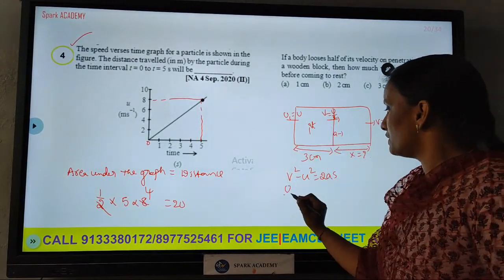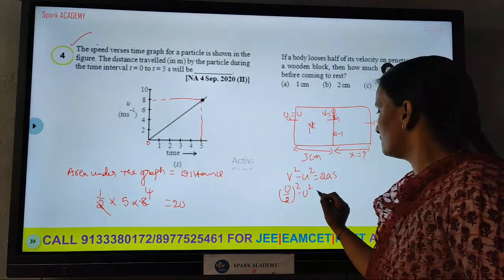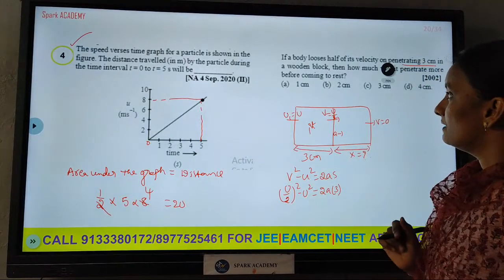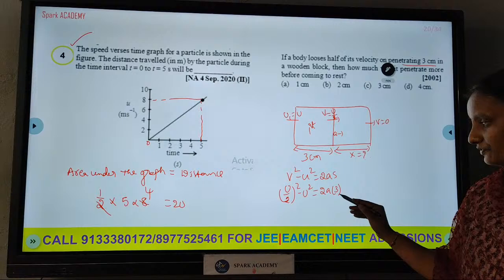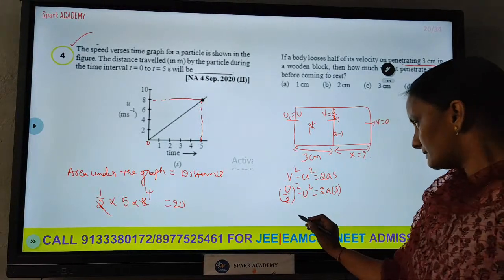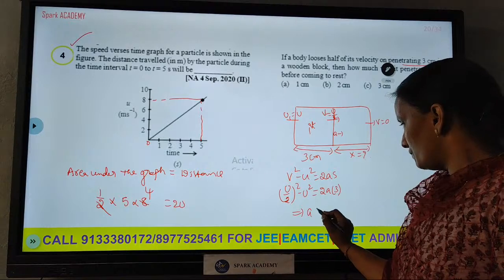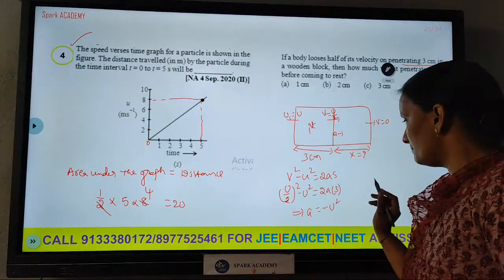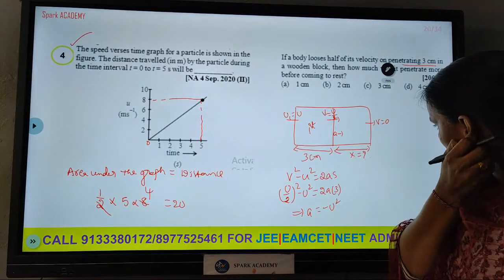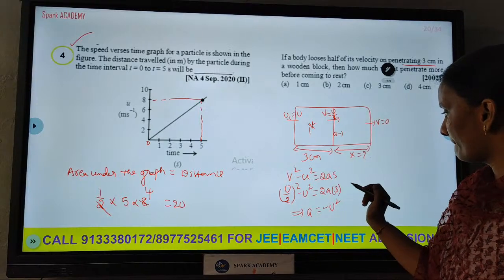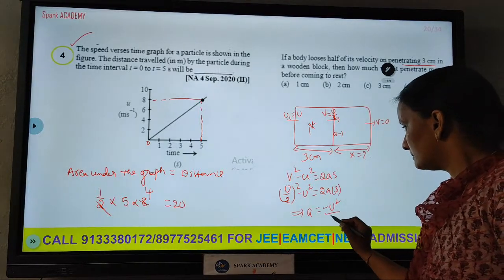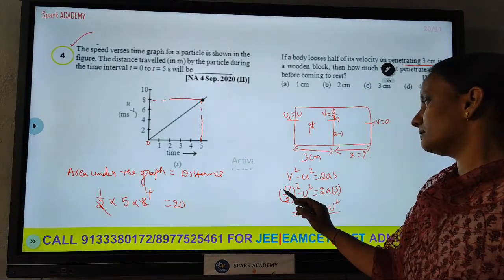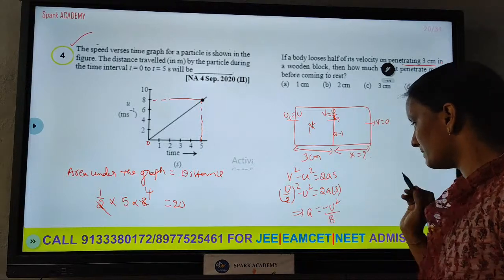So v square means u by 2 whole square, minus u square, is equal to 2a into the distance travelled when it loses half of its velocity, which is 3, we substitute. From this, the a value will be equal to minus u square by 4 into 3, the 2 will come to this side. So it will become u square by 8. Here we get minus 3 u square by 4 into 6, the 3 cancels, finally minus u square by 8.